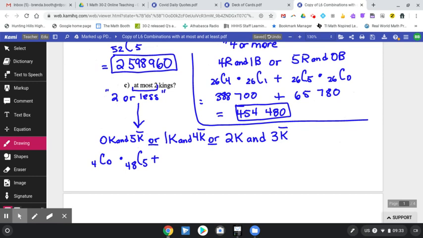So to get 1 king, there are 4 kings available, and I'm going to choose 1. And now the 4 non-kings, 48 available, and we want to choose 4. And then to get 2 kings, there's 4 available, and we want to choose 2. And as multiply. To get our 3 non-kings, 48 non-kings are available, and we want to choose 3.